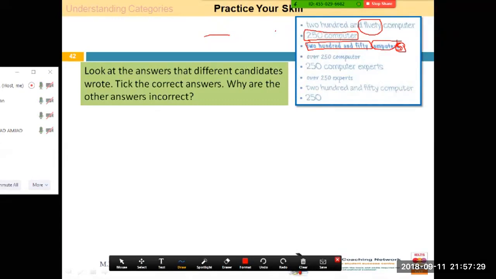Then over 250 is violating the word limit. These are two words actually, so over is wrong here. 250 computer experts is fine. What's wrong with this one? Two words. Experts is already written, already given. Again, over 250 experts is wrong. Then 250 computer.